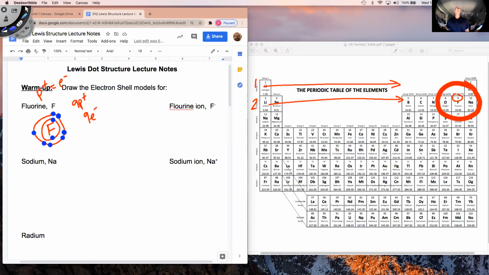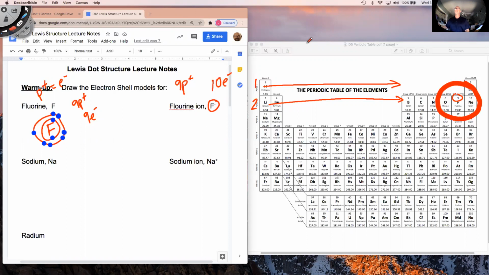Now let's do the shell model for the fluorine ion. So the fluorine ion's a little bit different. It's still fluorine, so we have 9 protons, but now you see this little minus sign here. That minus means we have 1 extra electron. If it was a -2, we would have 2 extra electrons. A -3 would be 3 extra electrons. So this has a -1, which means we have 1 extra electron. And so we're going to have 10 electrons.